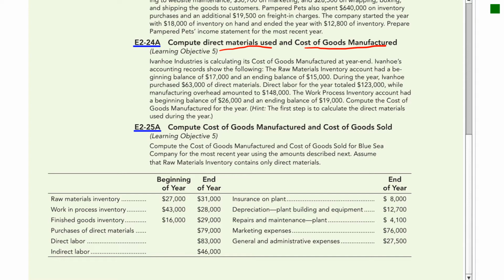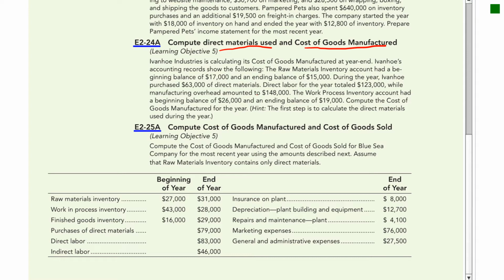So you've got raw materials inventory having a beginning balance of 17, ending balance of 15. It says during the year they had purchased 63,000 of direct materials. Direct labor for the year was 123. Manufacturing overhead amounted to 148. You've got some work in process information, beginning, ending balances, and then they want you to get the cost of goods manufactured.